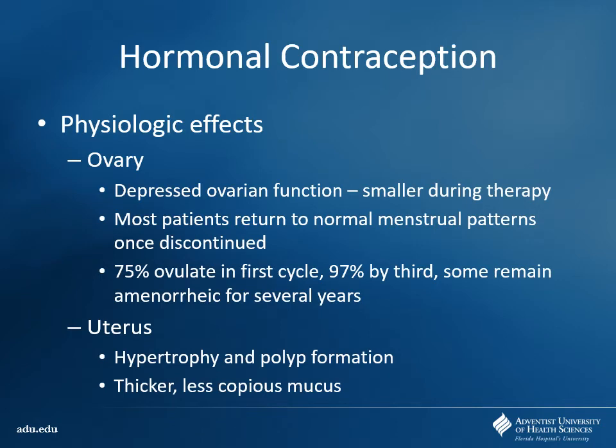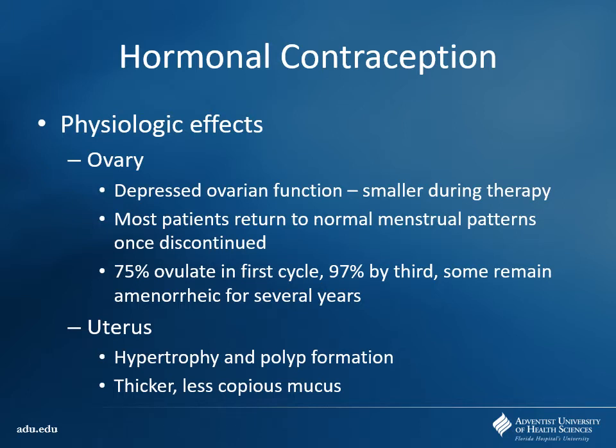So again, looking at the physiologic effects here, you're going to find that typically you're going to have depressed ovarian function. Typically, they tend to atrophy to some degree. It's very similar to if you were to give testosterone to a male, what happens to the testicles? They shrink, right? Because again, they're going to atrophy because they don't need to produce as much testosterone. The ovaries don't need to be really producing estrogen as much. They're going to shrink a little bit there.